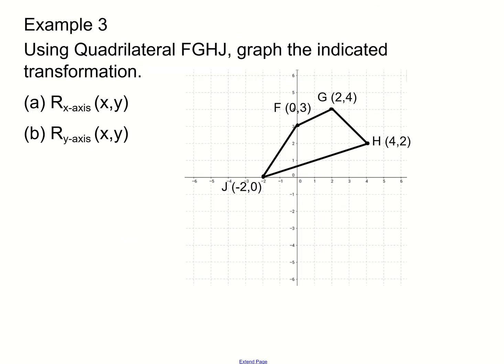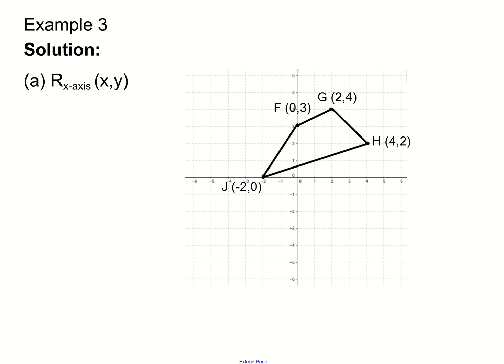Okay, so let's look at example 3. So we're using quadrilateral FGHJ to graph the indicated transformation. So here we want to do a reflection about the x-axis of the original coordinate (x, y). And then for part B, we want to do a reflection about the y-axis of the original coordinate (x, y). All right, so let's look at the reflection about the x-axis. So remember, the rule was that if you're reflecting about the x-axis, the y-coordinates change. And so the coordinates here are now going to be (x, negative y).